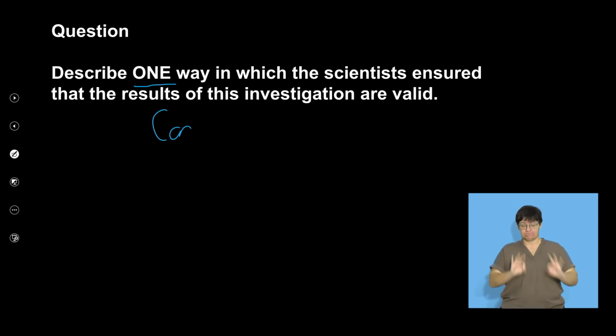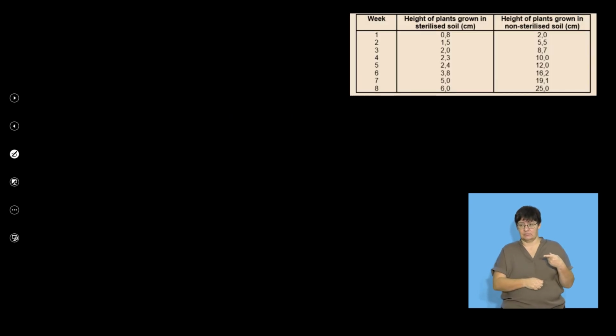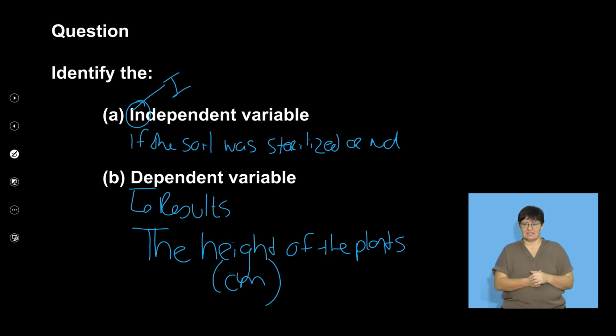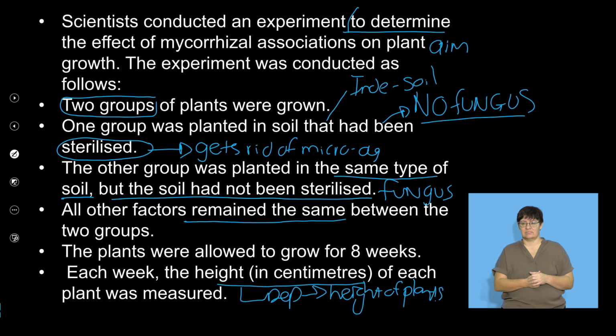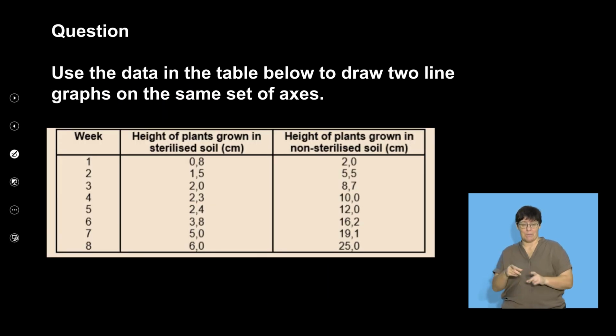Always describe one way in which you ensured the results of the investigation were valid. In other words, the controlled variables. What did you do the same to the whole experiment? Let's go back to this one over here. All right, controlled variables, look here. The other group was planted the same. All factors remain the same. And here, the plants were planted in the same soil. So, what did I do the same?